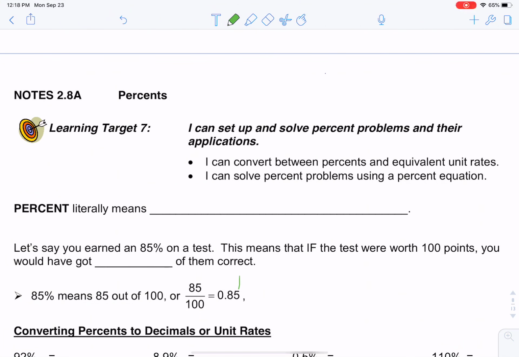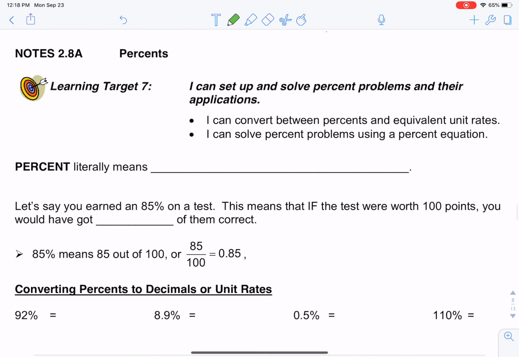All right, we're going to start talking about percents today, and we're going to have you guys solve some percent problems. But before we do that, we need to do some conversions between percents and unit rates or decimals. So before we get going here, let's do that.